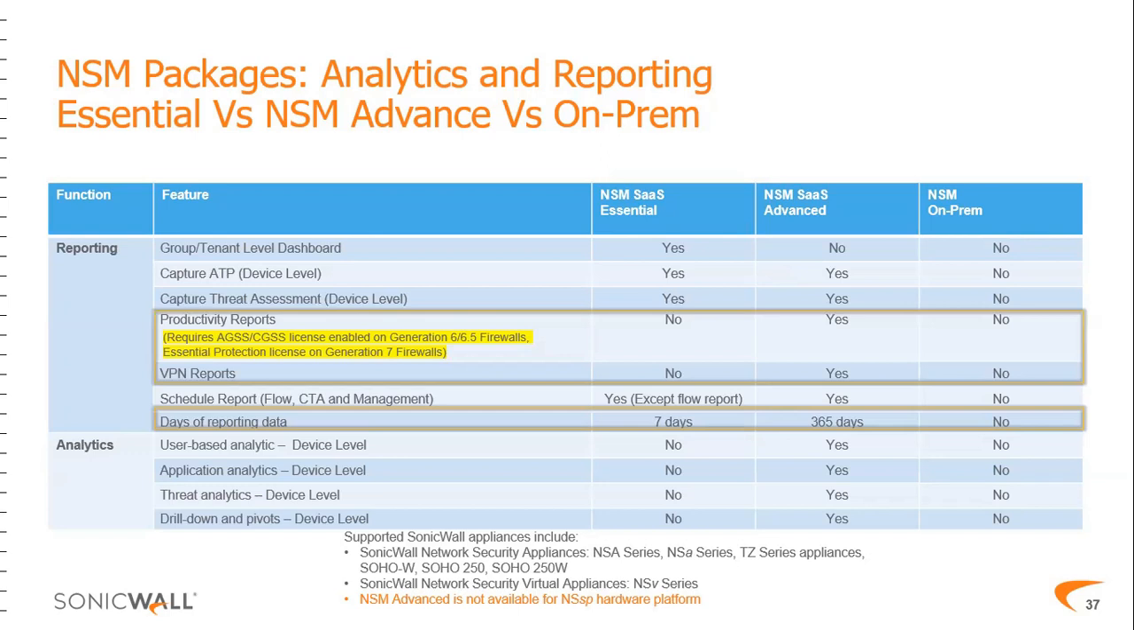For the schedule report also, the on-prem did not provide you the schedule report. The NSM Essential and Advanced provide it, but the NSM Essential does not provide the flow report. And the data retention for the report, for Advanced they keep it for 1 year, but for Essential only 7 days. So on-prem does not have this reporting data.